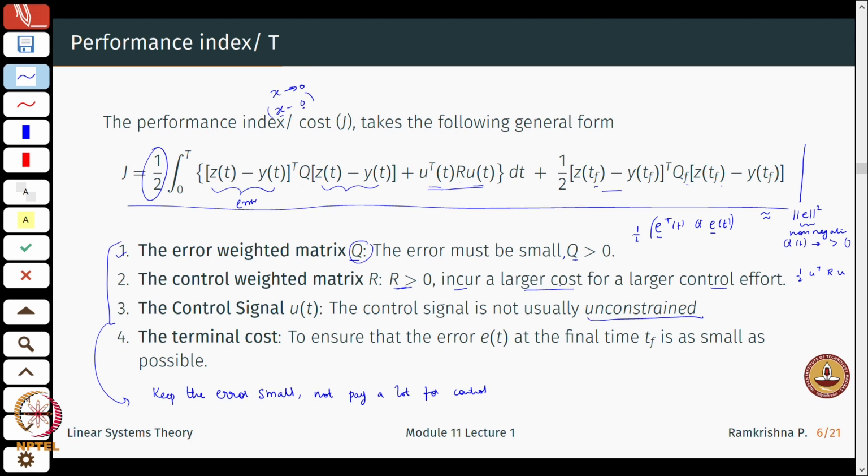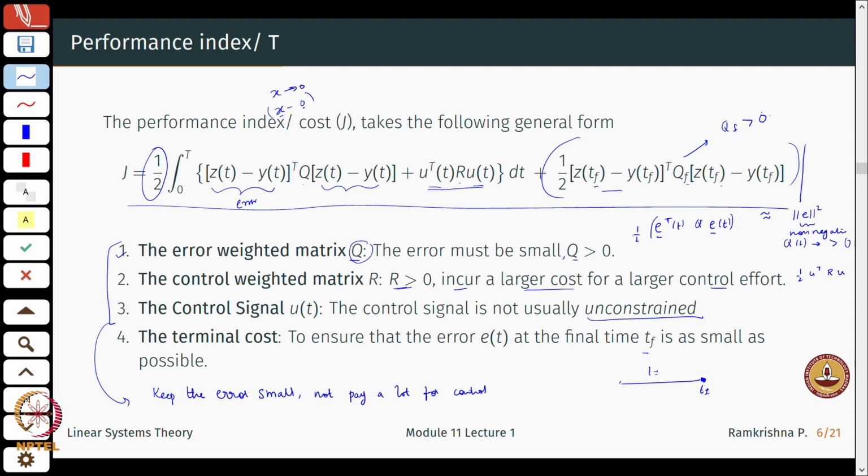Okay. And then last we have what is called the terminal cost. So, that is taken care of by this term. Okay. So, the terminal cost is to ensure that the error at the final time is as small as possible. Say I want to go from point A to point B in some TF. So, where am I, how far am I from the desired performance objectives at the final time is what this quantifies. Okay. And as usual, again this matrix Q_F should be positive definite.